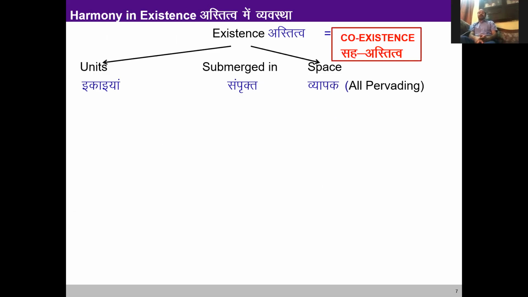So existence has two things. One is the units, which we have gone through, and the other is the space. Space is present everywhere, and all the units are in the space. That is why we call it coexistence. Next slide.